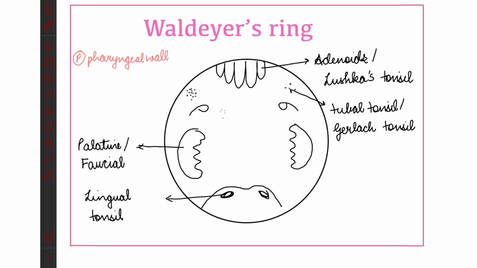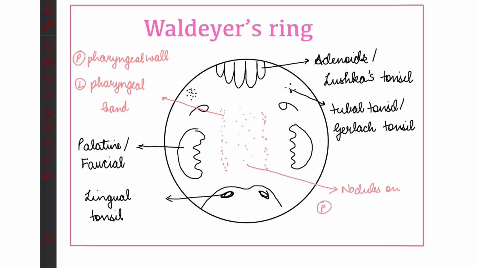In the posterior pharyngeal wall, we have this lymphoid tissue here. This is known as lateral pharyngeal band. Then we have some nodules on the posterior pharyngeal wall.